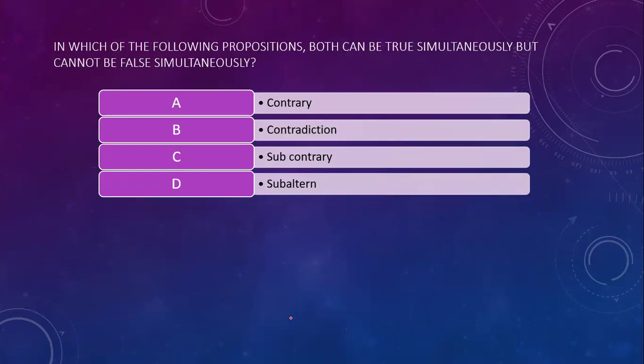Inference. In which of the following propositions can both be true simultaneously but cannot be false simultaneously? A, E, I, O. Contradictory: one is true, the other is false, so both being true is not possible. In contrary, both cannot be true, but both can be false, so not contrary. Subcontrary states that both cannot be false, but both can be true. Subaltern says that both can be true, but both cannot be false. Subaltern.